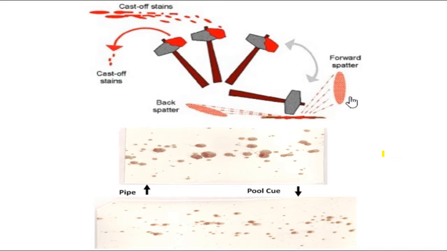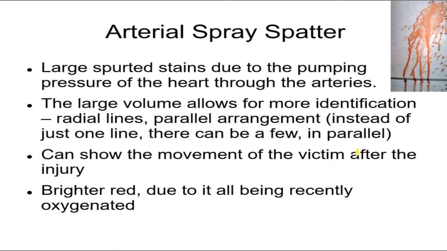Incidentally, you can use a knife too, and if you swing a knife, it'll also produce this, but they'll be even thinner than that of a pool cue because a knife is even thinner. Yeah, and you can certainly tell. There's another example. You can certainly tell this is not cast-off spatter.